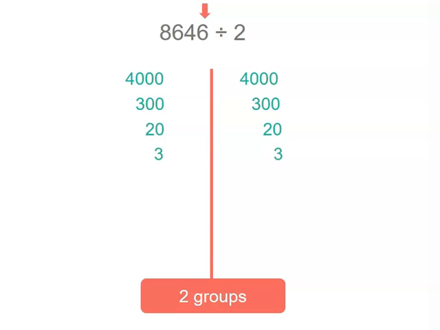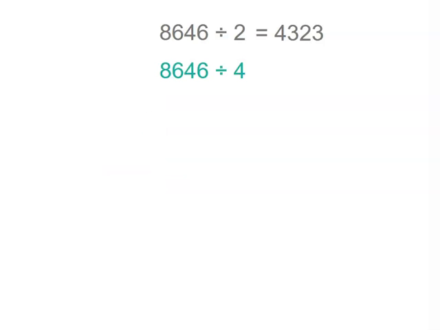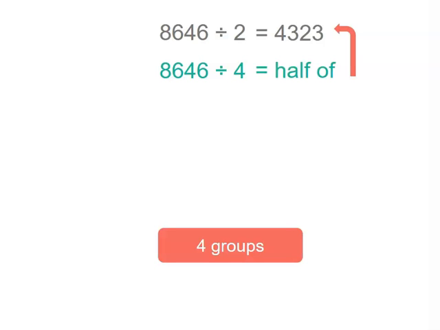So when we add those together, we get 4,323 in each group. So 8,646 divided by 2 is the amount in one group, which is 4,323. Now, what if we had to solve 8,646 divided by 4 this time? We can still do half and half again. So we're going to take half of 4,323. So it's like we've solved half of the problem already, and now we have to do the other half.